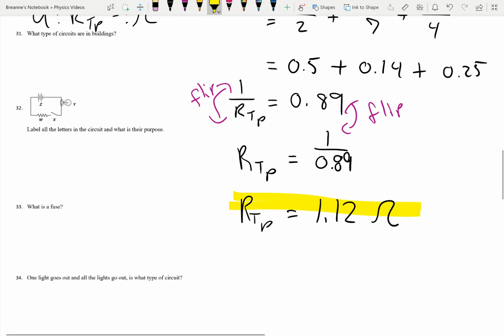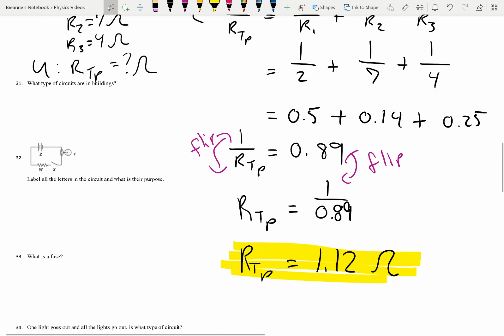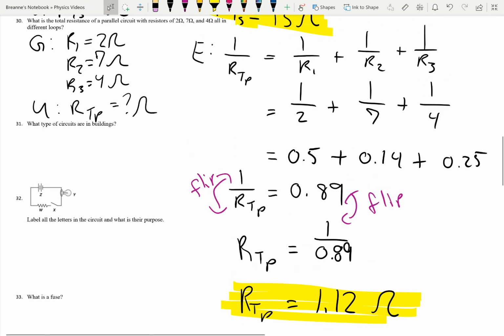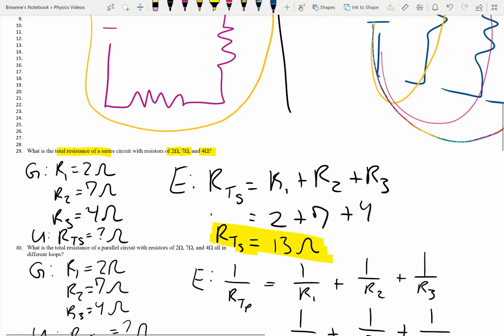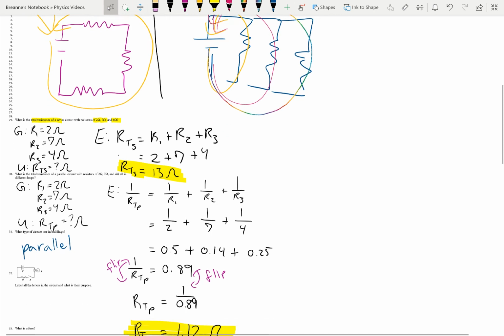Now I stated that for a parallel, that should be smaller than all your other resistors. So your resistors were 2, 7, and 4. Is that smaller? Yes. So you're golden. Very good. So what type of circuits are in buildings? It is a parallel. So parallel circuits are used to make buildings because of that multiple loop aspect of it. So if we want to turn off the lights or turn off the fan, we can still have our refrigerator running or our microwave running without everything else having to be running.